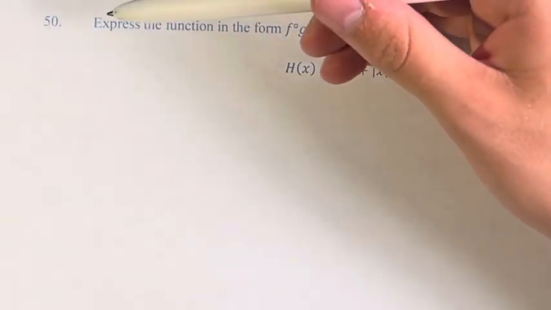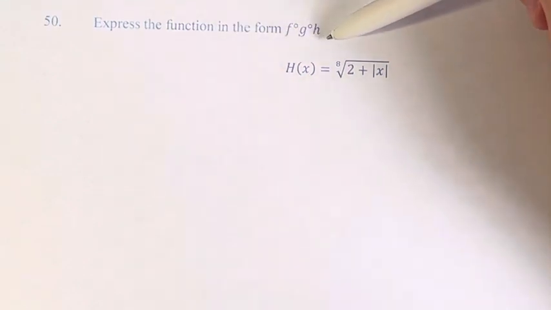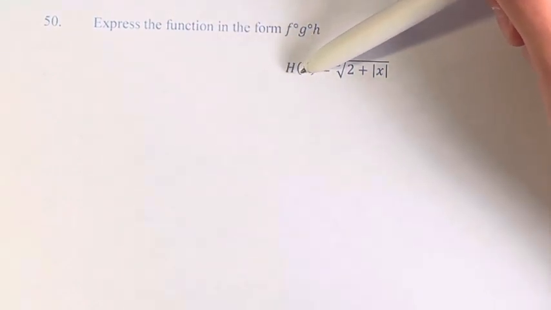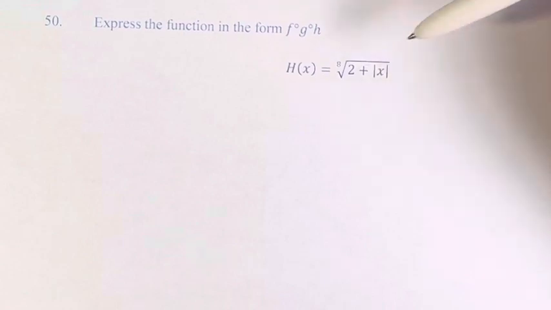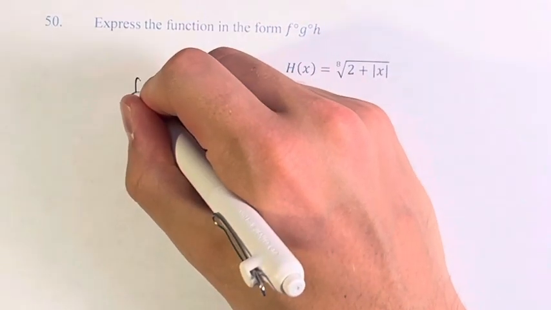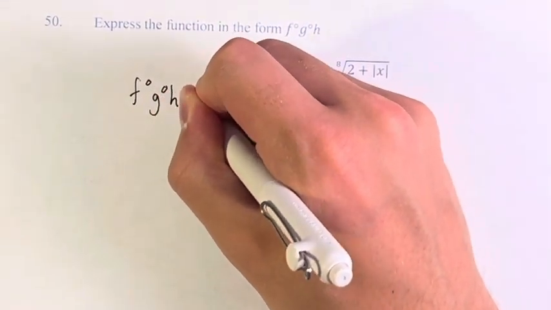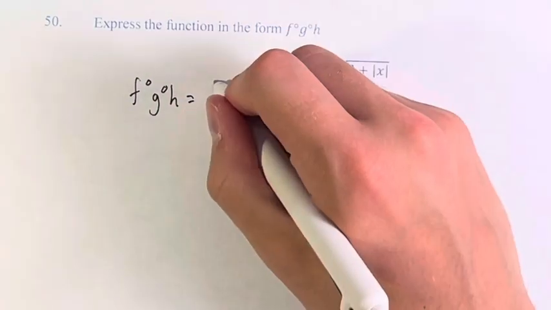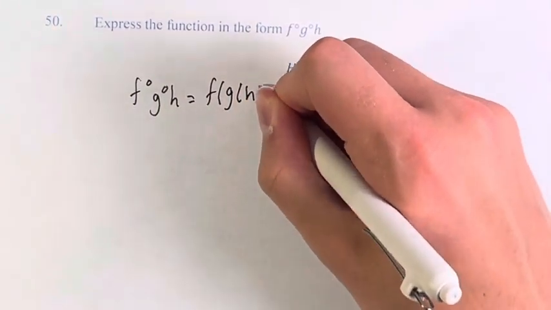In this problem, we're looking to express the function in the form f of g of h, where the function h of x is the eighth root of 2 plus the absolute value of x. So the composition f of g of h is equal to f of g of h of x.